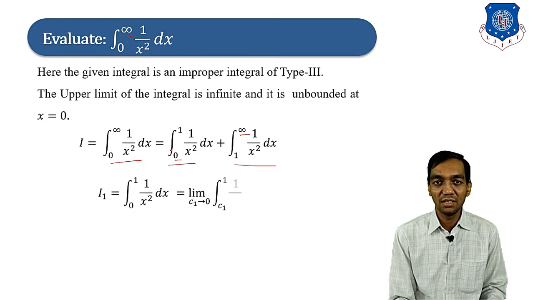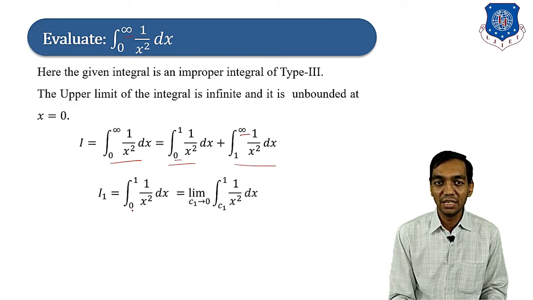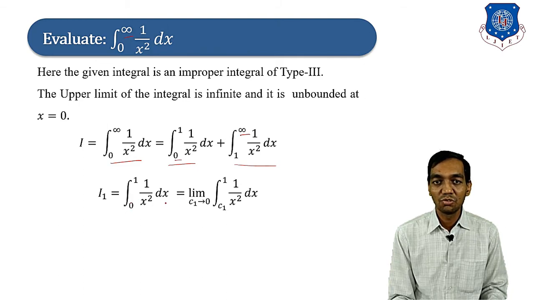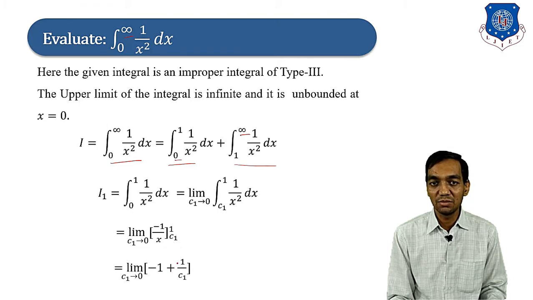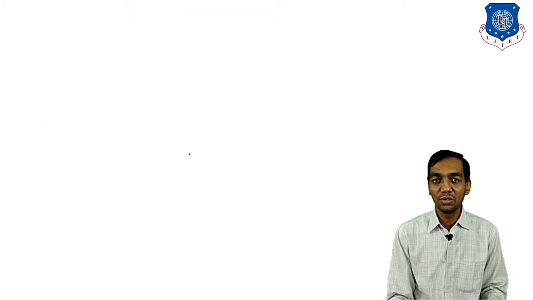Now first we are going to start with the first integral I1. I1 is integration 0 to 1, 1 upon x square dx. Now your function is not defined at 0, so we are going to replace 0 with some constant c1 and take the limit c1 tends to 0. That will give you integration from c1 to 1, 1 upon x square dx. Correct? Now the integration of 1 upon x square is minus 1 upon x. If we substitute the limits, then you will have minus 1 plus 1 upon c1. Now if you put the limit c1 tends to 0, then 1 upon 0 is infinite, and infinite minus 1 is infinite. So the first integral is divergent.